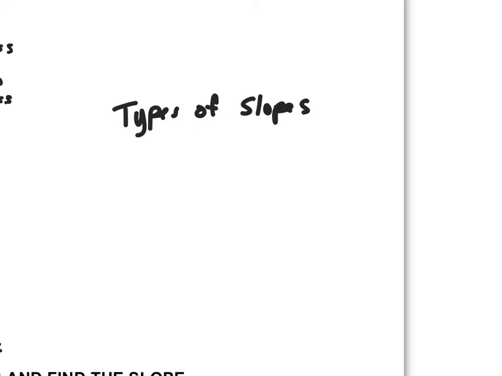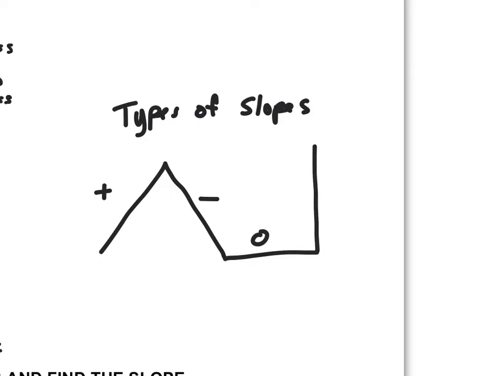Okay, and I always draw this picture. I draw it like this. This means a positive slope. This means a negative slope. If we're going straight across, this is 0 slope. Okay, and if we go straight up, this is undefined.